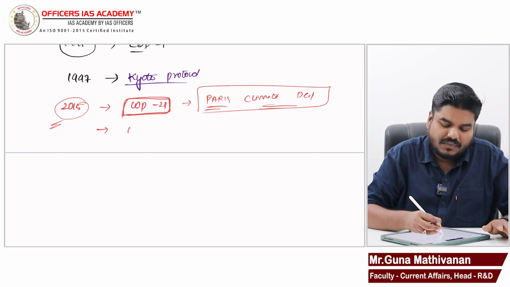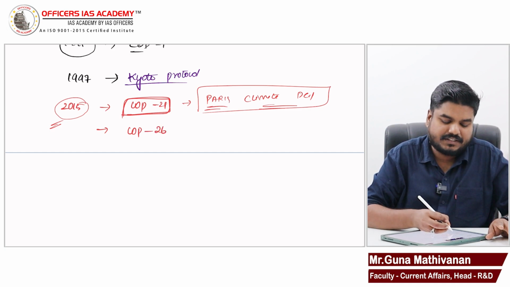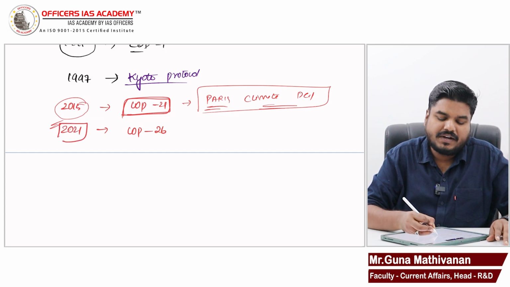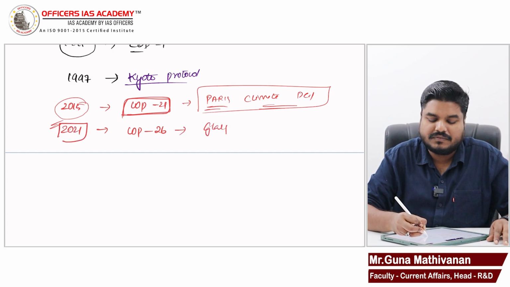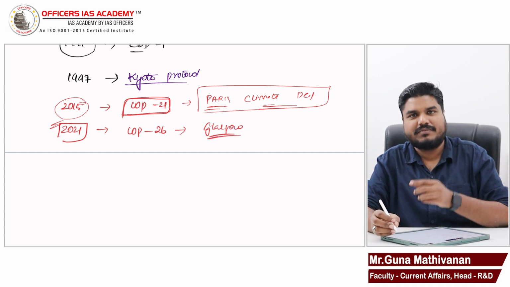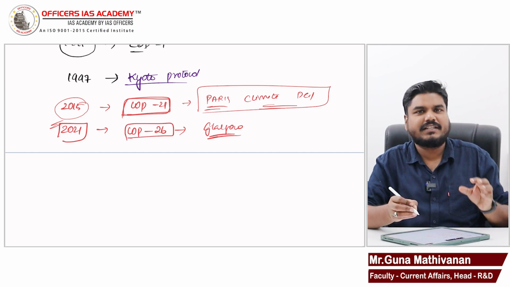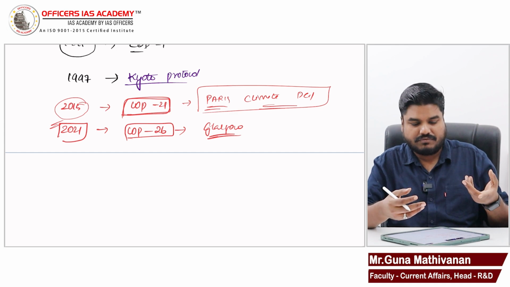So then we had COP26, which was held in 2021. COP26 was held in Glasgow in the UK. In Scotland, we have a place called Glasgow. Scotland is in the UK. So this was another significant summit which we have to note down.